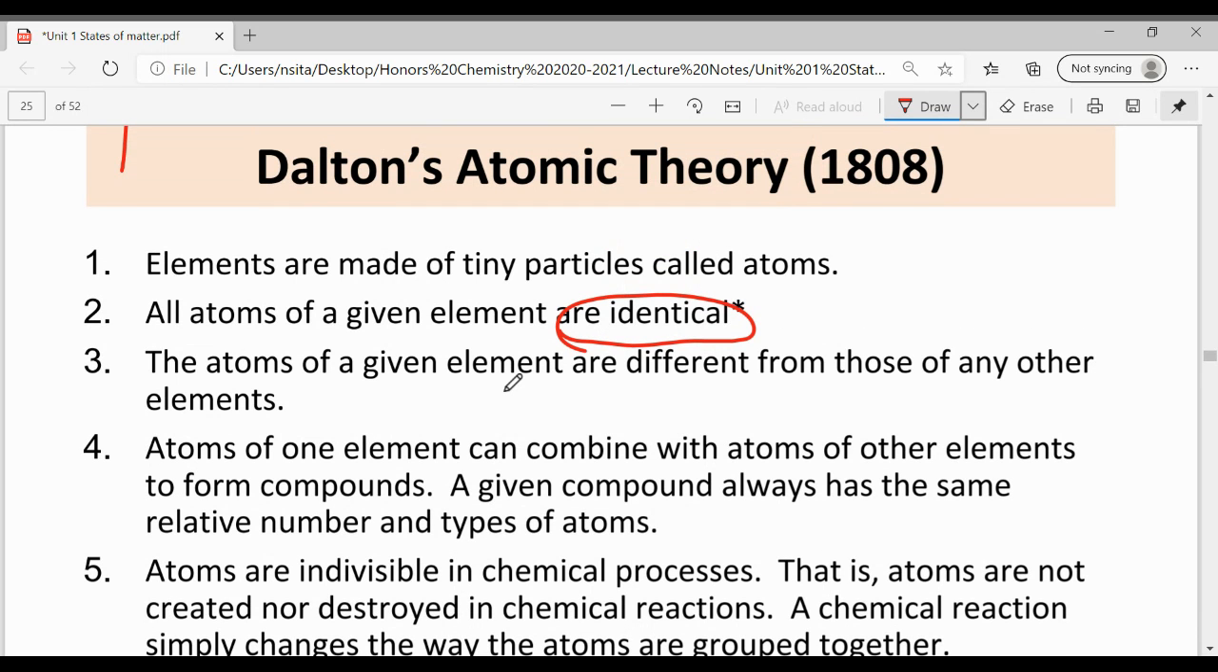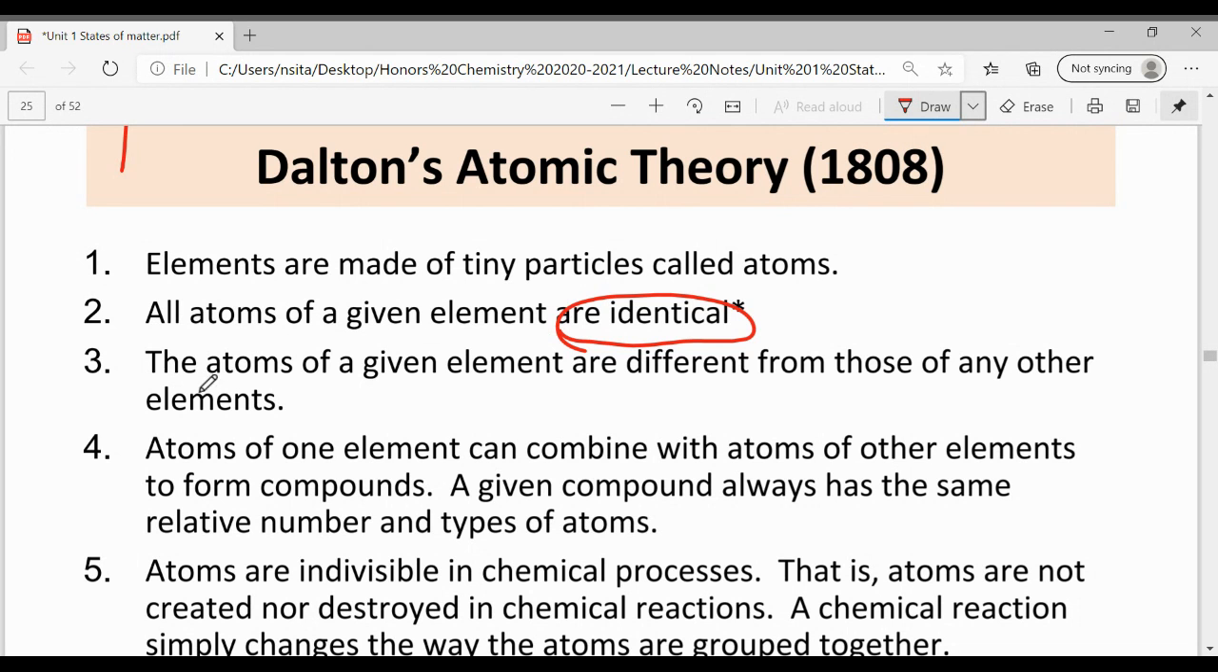Now let's take a look into the atom of each element. Dalton was the first person who looked into this. He came up with this theory. He said the elements are made of tiny particles called atoms. All atoms of given elements are identical, and you can see that I circled this, which means that right now this is not true. Not all atoms in one element are the same. You will see why later on.